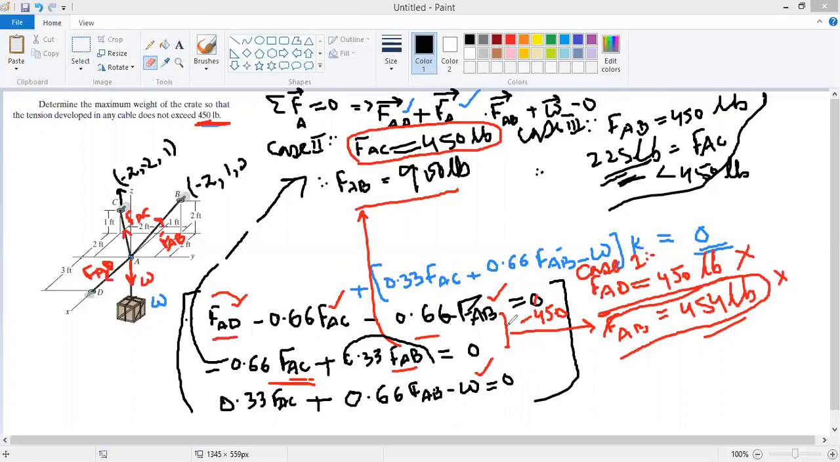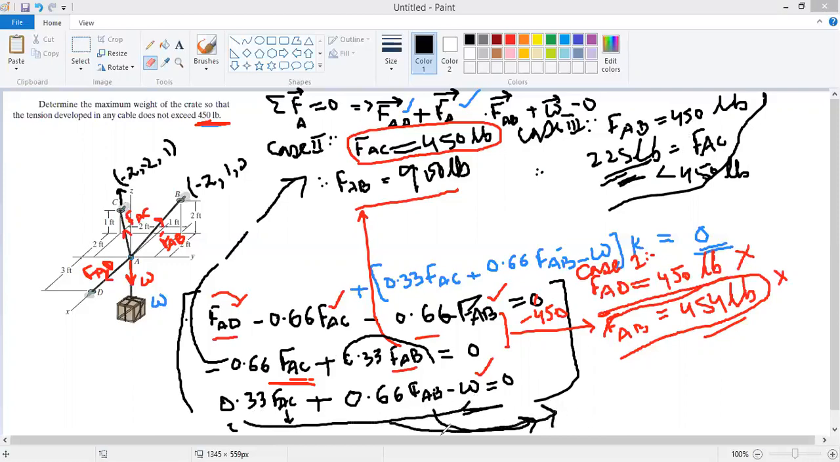Now we have two values: FAB is 450 pounds and FAC is 225 pounds. Therefore, from this equation, we'll obtain the value of W. This is 0.33 FAC, and FAC is equal to 225 pounds. So 225 multiplied by 0.33 is 74.25.